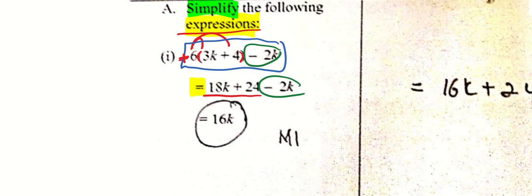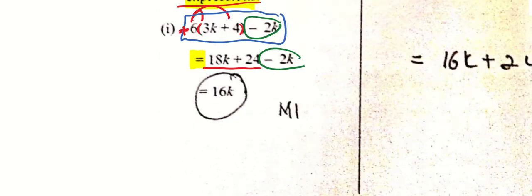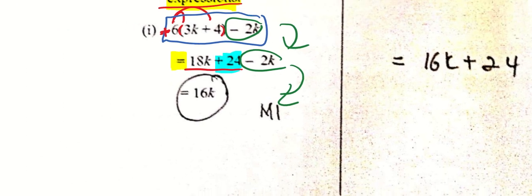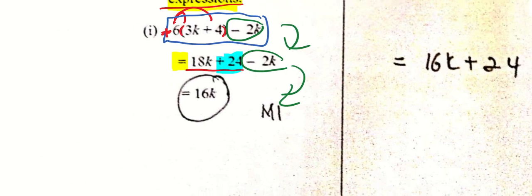Alright, so where is the mistake? From here to here, no problem. But from here to here, this person seems to have forgotten the 24. So the answer should be 16k plus 24. Now, this is a very common mistake that a lot of you make.